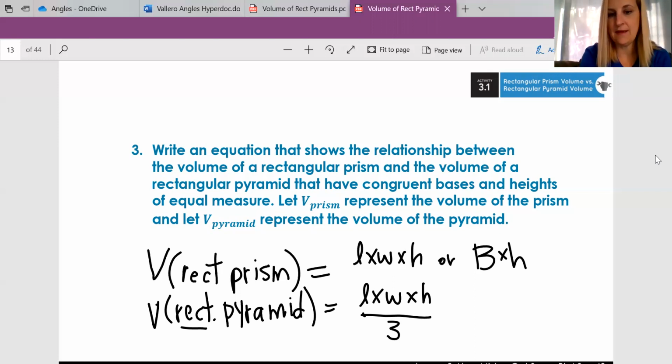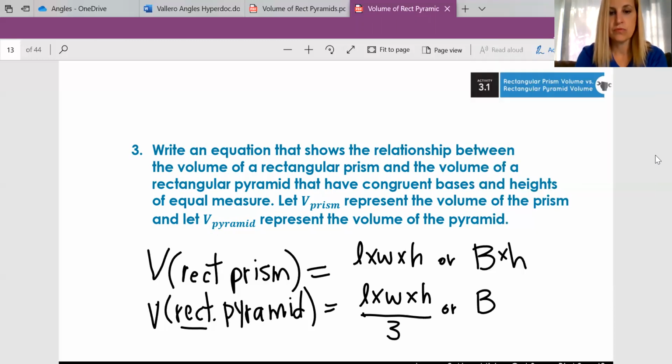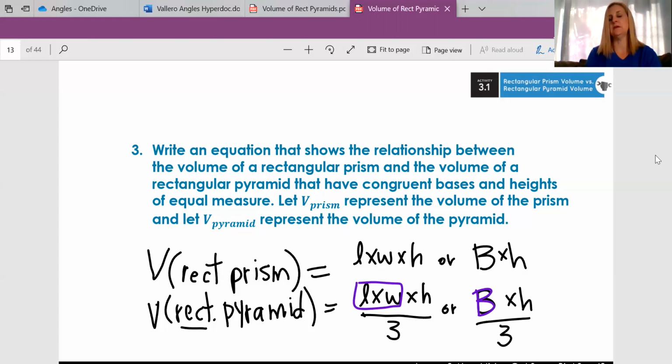Another way to write that would be the area of the base, which is capital B. Capital B represents the area of the base, whereas little b would just be one side of the base. So its area is capital B, which is the length times width, and I can add that note here in a different color. This part here is the area of the base. Then we multiply that by the height and divide by 3, because it would be 1/3 the size for the pyramid.